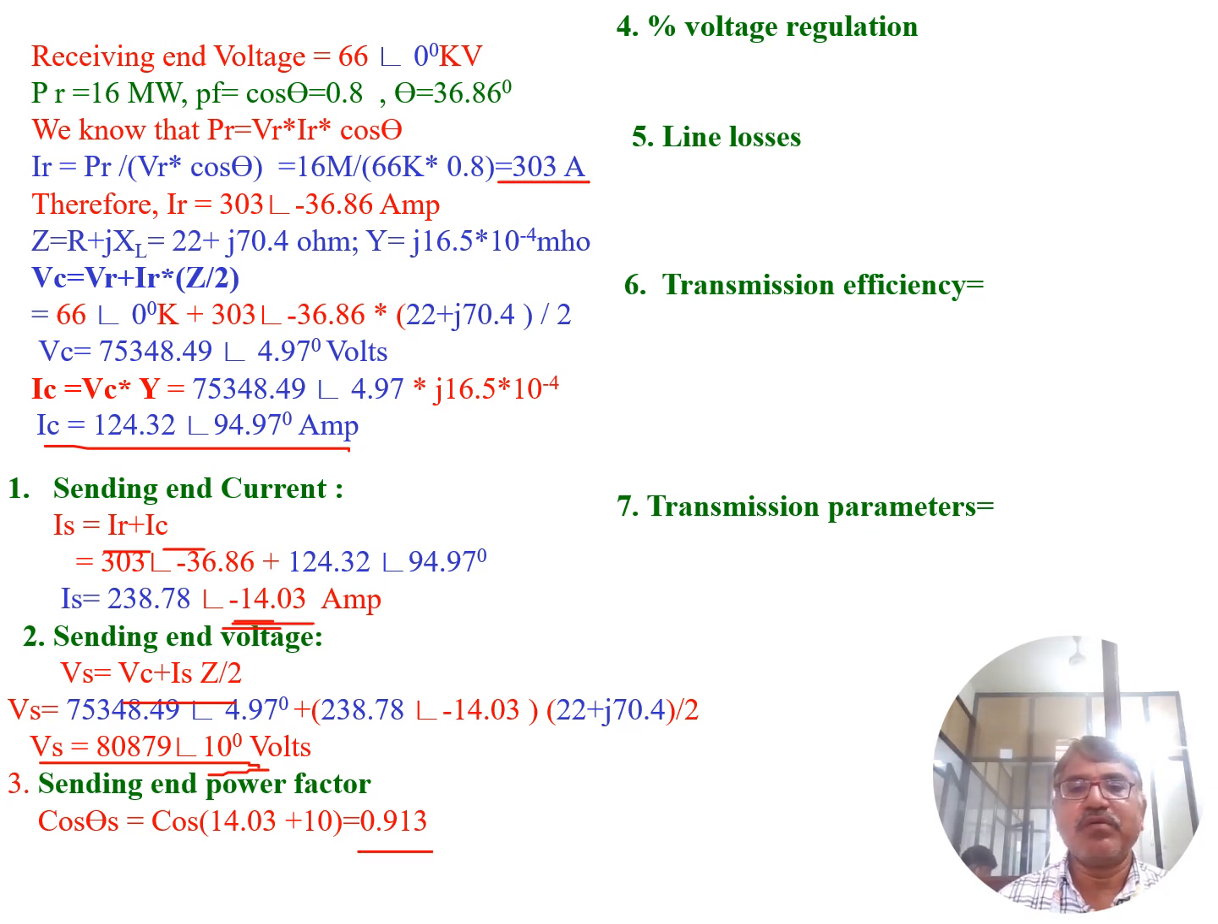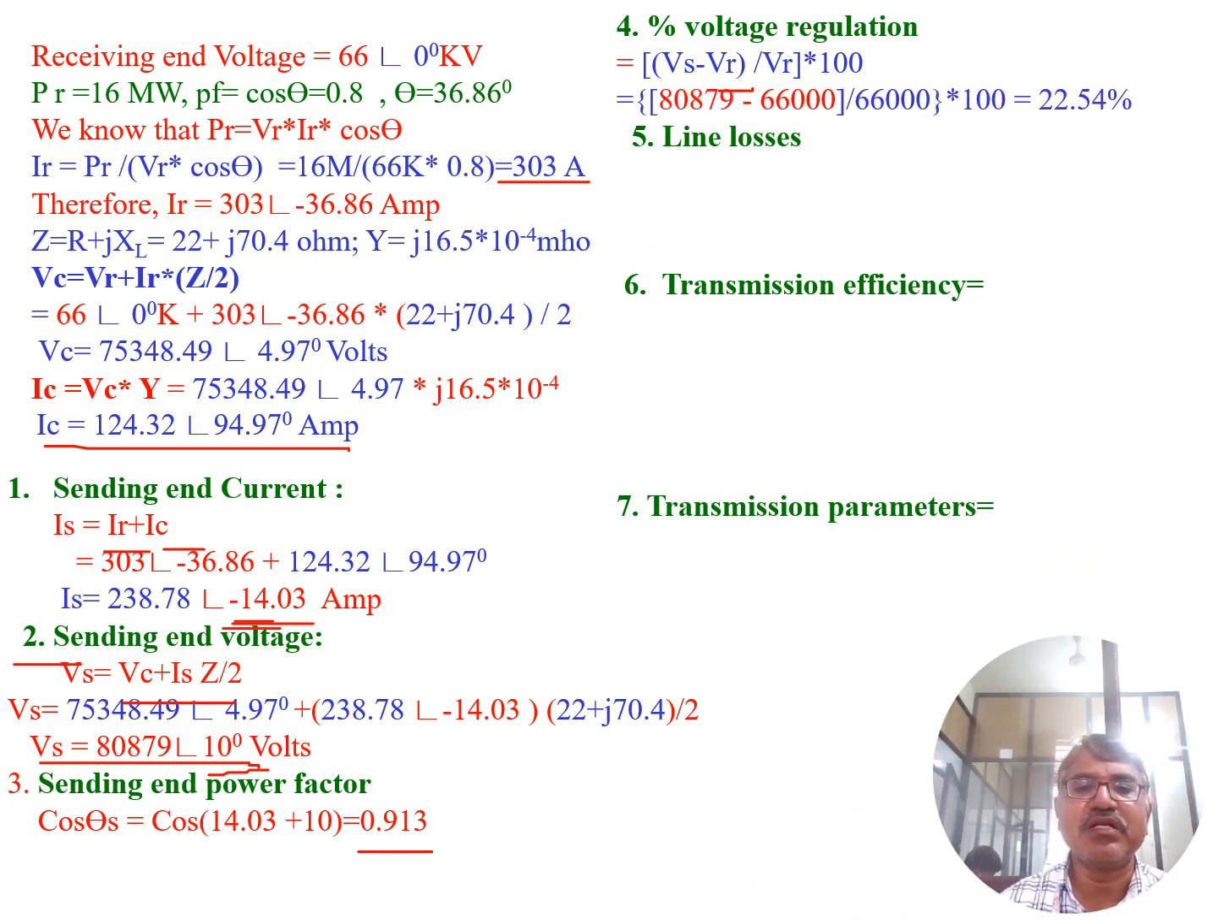Next, percentage regulation, that is the magnitude of Vs minus Vr divided by the magnitude of Vr into 100. Here we have already calculated Vs, in the second case. Next, Vr we know, that is equal to 66 kV. Then substitute the values in this formula. After the calculation, the voltage regulation that came is 22.54%.